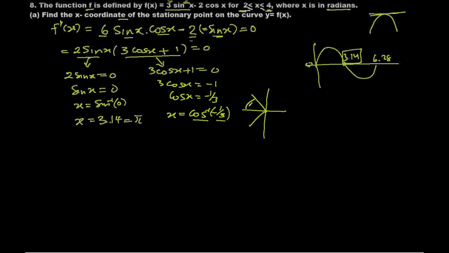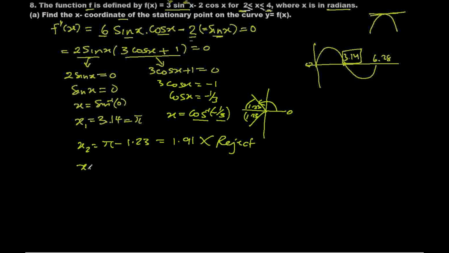I got 1.23. So I'll write 1.23 here as well. So our next answer, let's call it x1. x2 will be pi minus 1.23, because this is the angle we want up to here from 0. So which is 1.91. Okay, it is not between 2 and 4, so reject this answer.